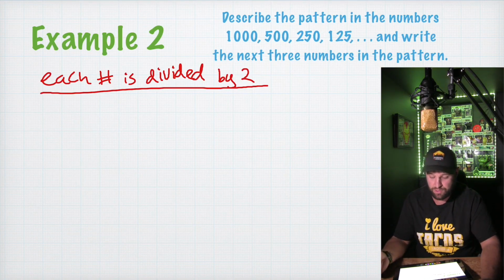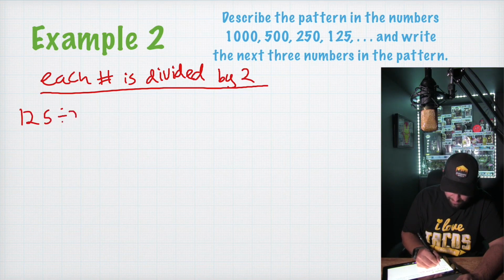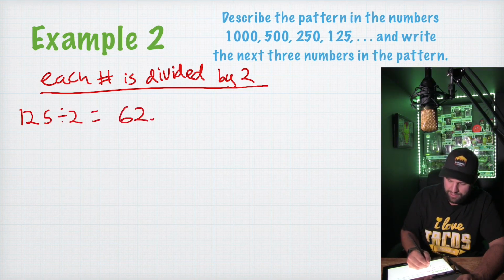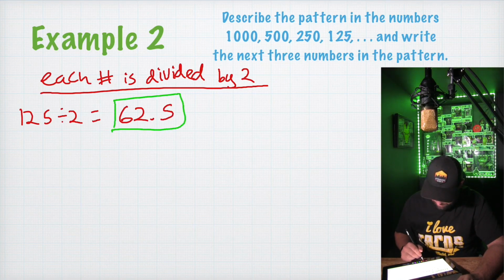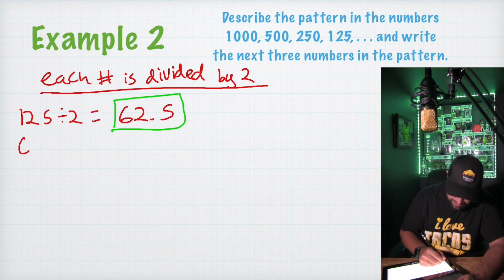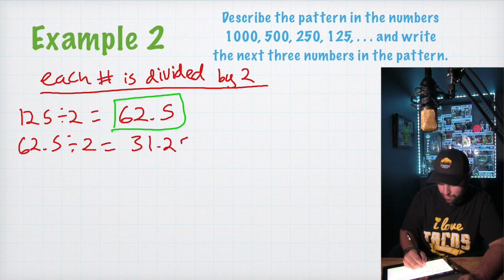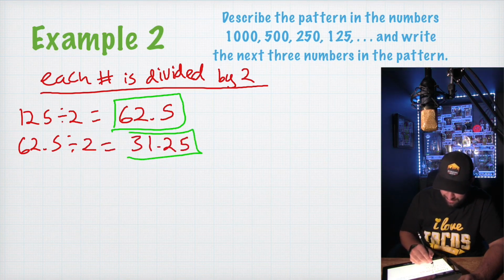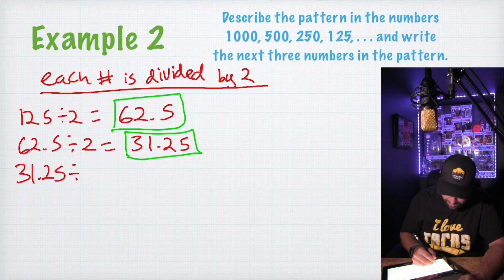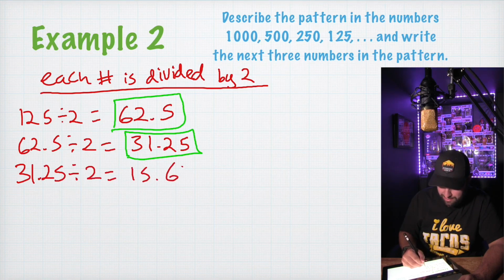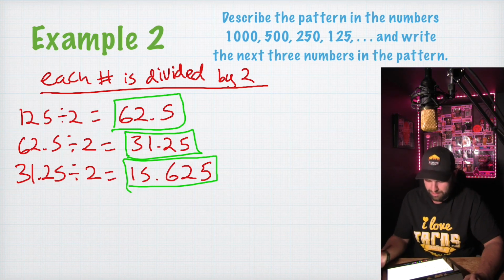Now they want us to write the next 3 numbers. 125 divided by 2 is going to equal 62.5. That's the first number. Now we take that number again. 62.5 divided by 2 equals 31.25. Then we divide that number, 31.25, by 2, which gives us 15.625. So the next three numbers are circled in green.